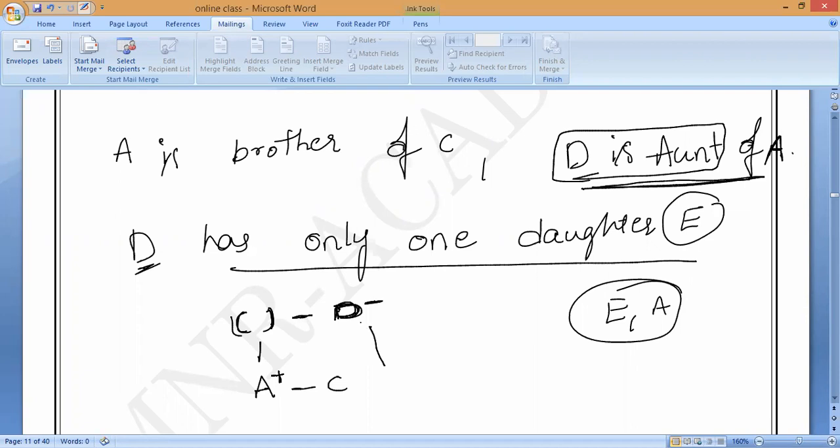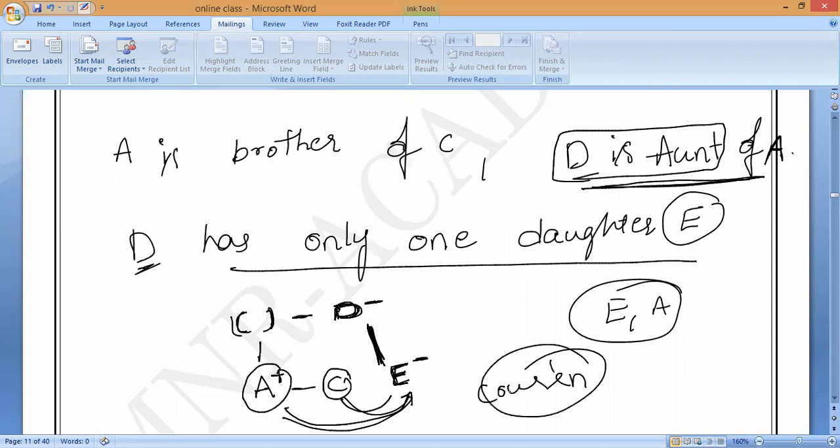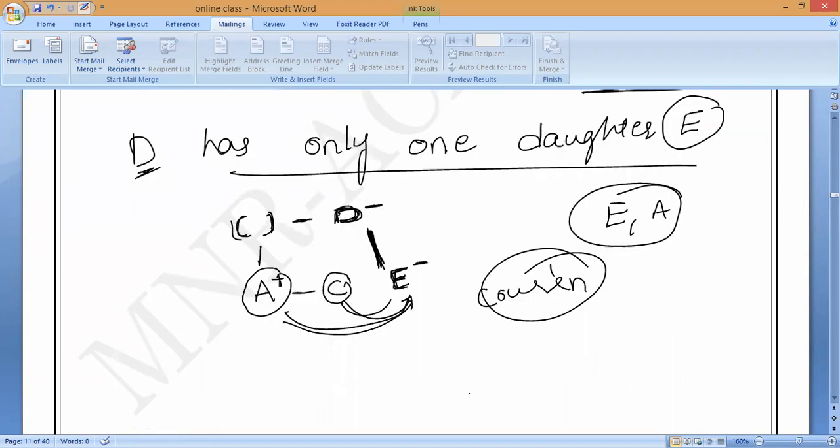So what is the relation? Representation. Aunt's daughter, ma'am. E. Correct? So E is female. What is the relationship between E and A, and C and E? A is the cousin of E, and C is cousin of E. We don't need the gender, so simply call it cousin. Don't call sister and brother, only cousin.